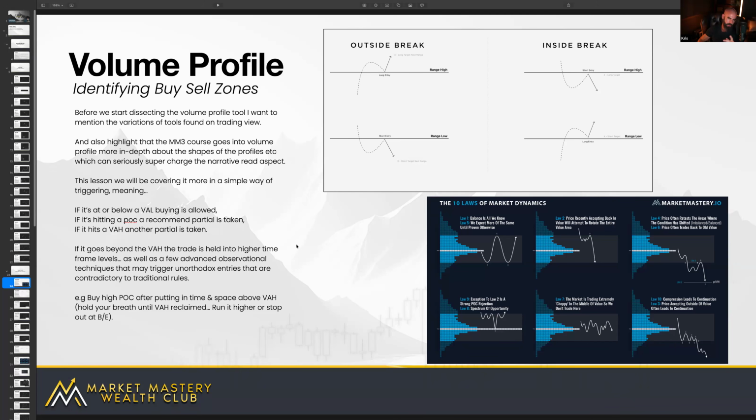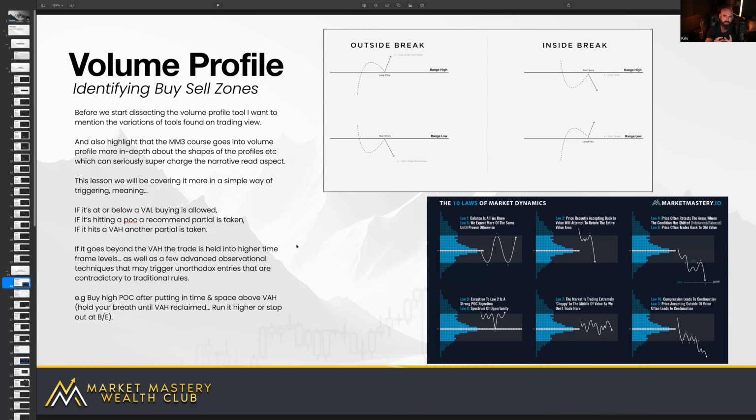See how I'm not talking about going both ways? I'm just talking about, like I said at the start of the lesson, just buying, okay, just to keep this really simple. If it goes beyond the value area high, the trade is held into the higher time frame levels, as well as a few advanced observational techniques that may trigger unorthodox entries that are contradictory to traditional rules. Example: you buy the high point of control after putting in time and space above a value area high, hold your breath until the value area high is reclaimed in case it's a failed auction, and then you run it higher or stop out at break even.